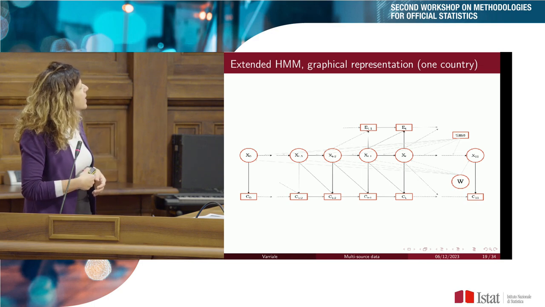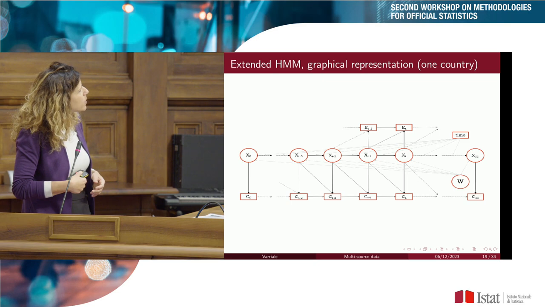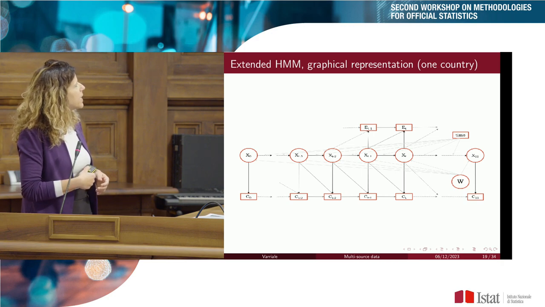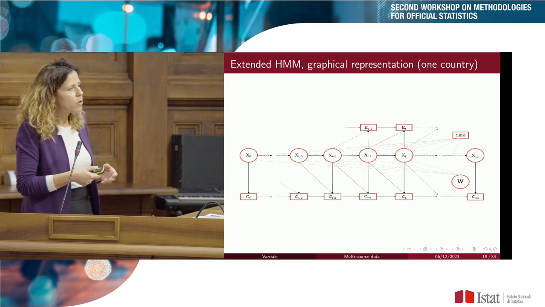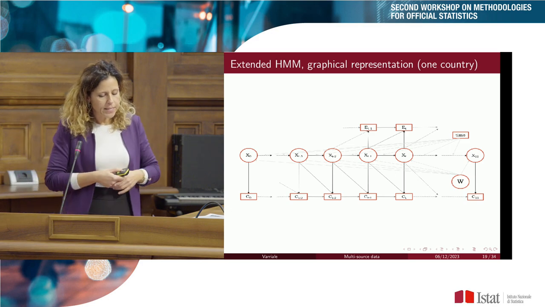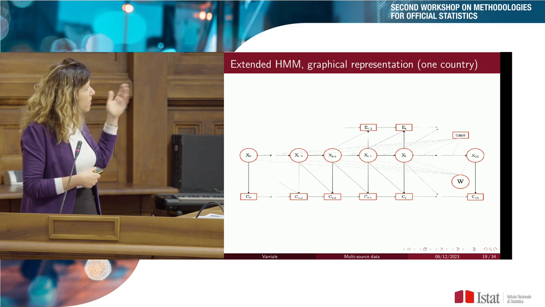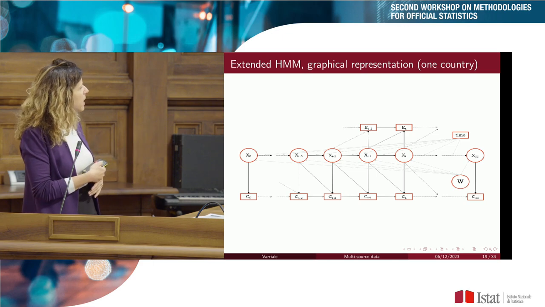and then probabilities of transitions between different categories. Then we have the same measurement process, but this time we assume that the measurement process at time t may depend on what happened at t minus one, both in the latent state and in the observed state. So we are losing the independence assumption of the measurement process across different time points.